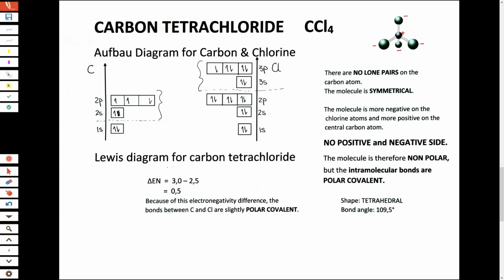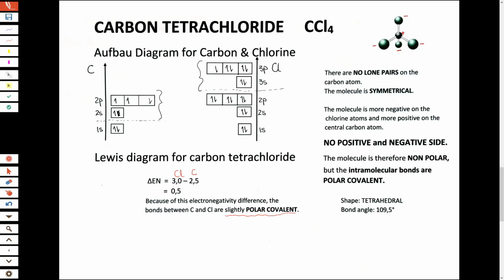The Lewis diagram for carbon tetrachloride, I'll do that now, but we're first going to look at the electronegativity difference. Chlorine's electronegativity is 3 and carbon's is 2,5. So that's a difference of 0,5. So it's not as polar covalent as the other 2 examples we've looked at. It is slightly polar covalent. So the chlorine has the greater electronegativity, so it's going to pull the shared electron pair towards it.